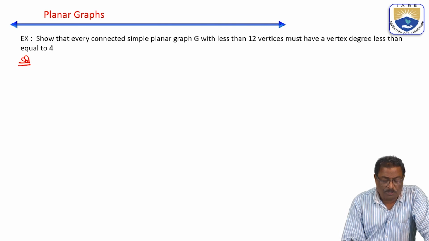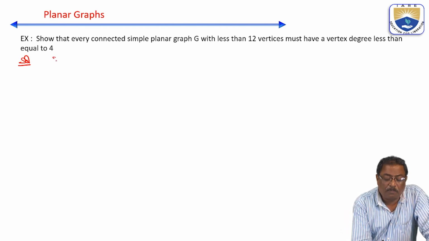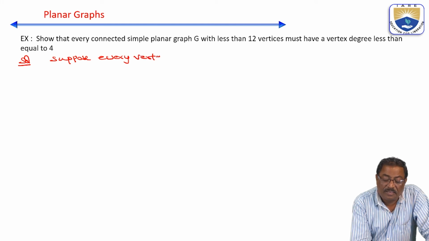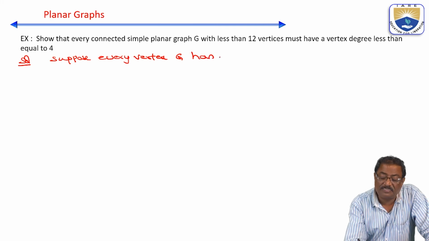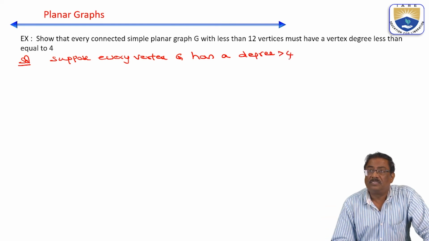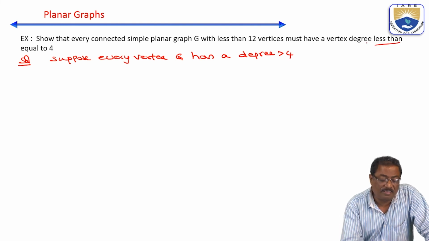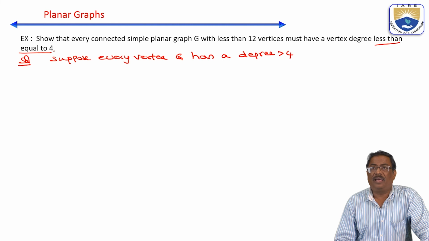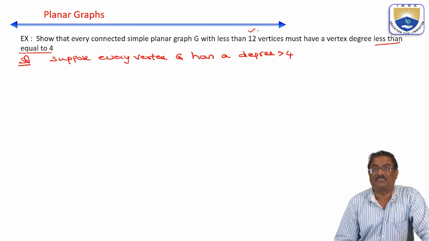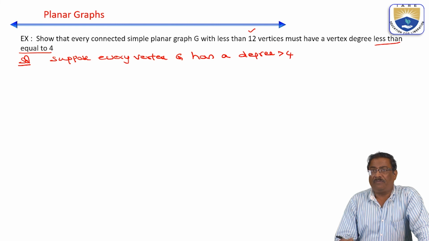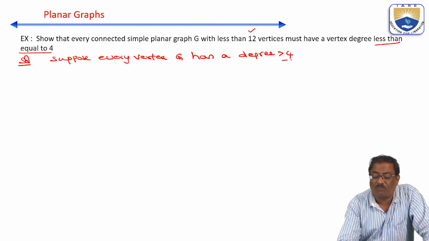Now here, I am going to assume, as an assumption, that every vertex of G has a degree greater than 4. We are going to prove the degree is less than or equal to 4 for a graph having less than 12 vertices. So I am taking every vertex degree to be greater than 4.